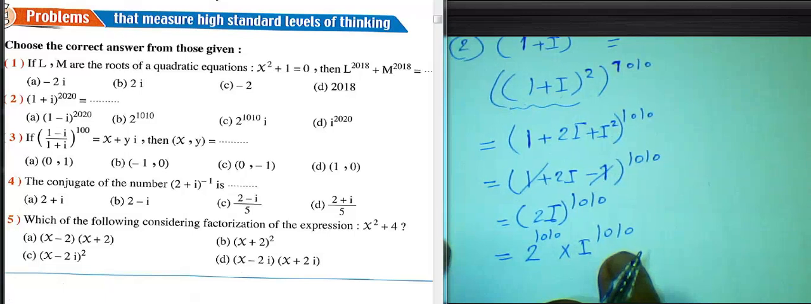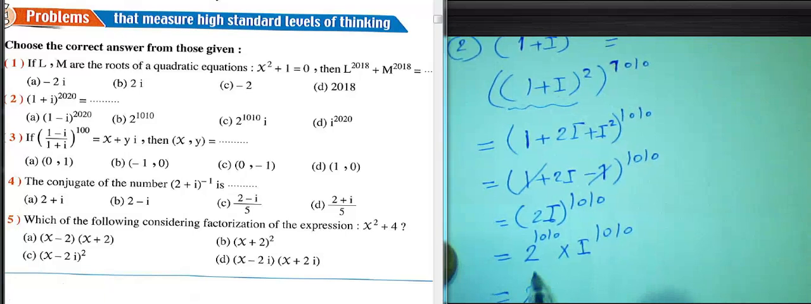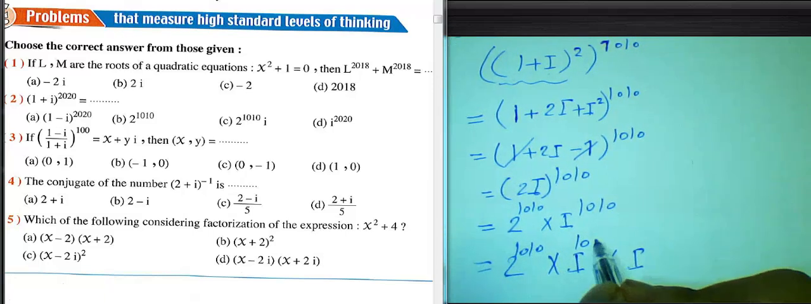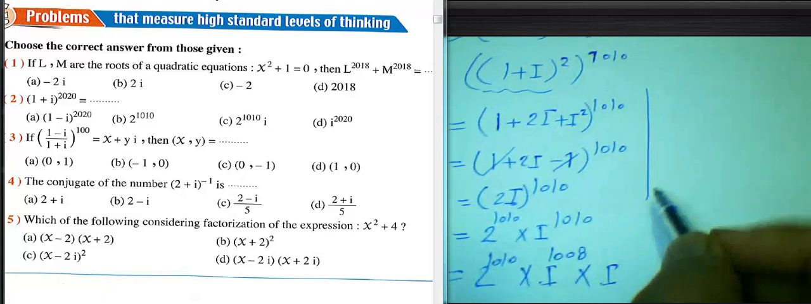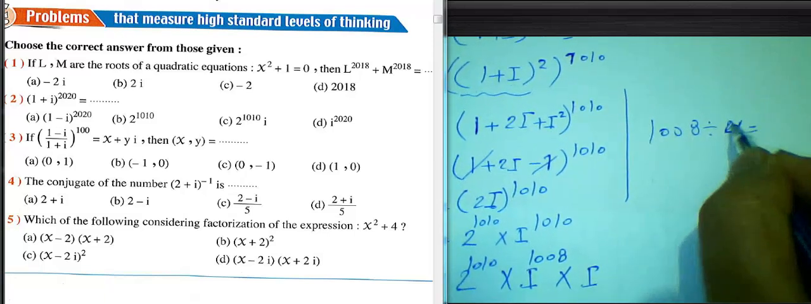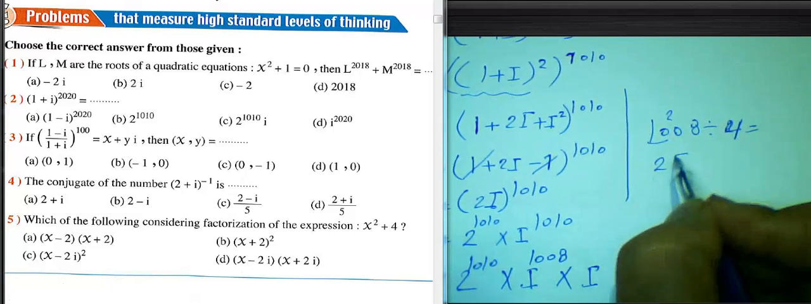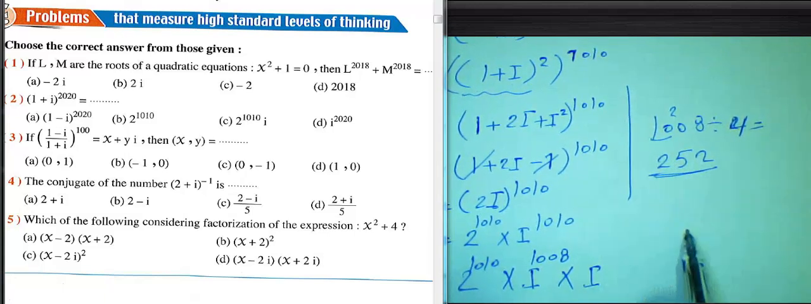1010 cannot be divided by 4, but we can write i multiplied by i; 1008 can be divided by 4. Look at here. 1008 divided by 4: 10 divided by 4 equal 2 with remainder 2, 20 divided by 4 equal 5, 8 divided by 4 equal 2. So 1008 can be divided by 4.